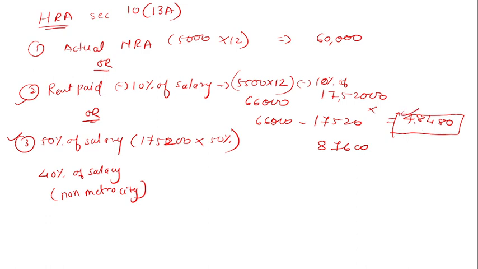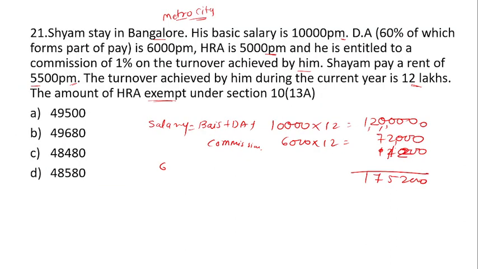So 48,480 is the deduction exemption you will get. That is option number C, our correct answer. Okay, so option number C is our correct answer.